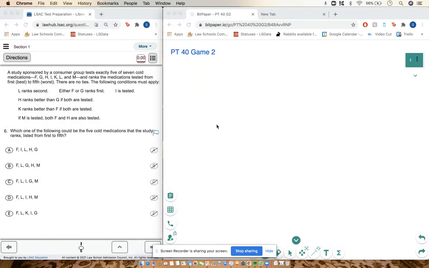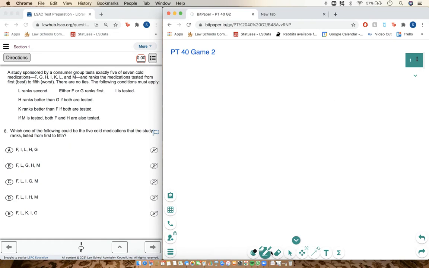Okay, so this is an explanation for PT40 Game 2, and this is a game about a study where we're testing exactly 5 of 7 cold medications. So our variables are F, G, H, I, K, L, and M.